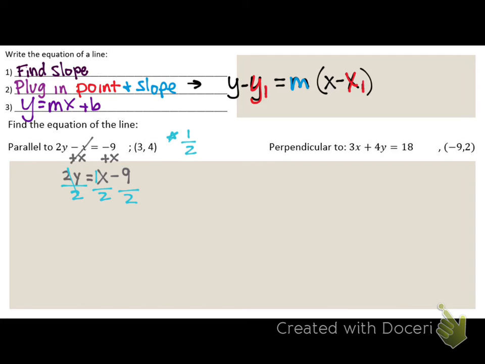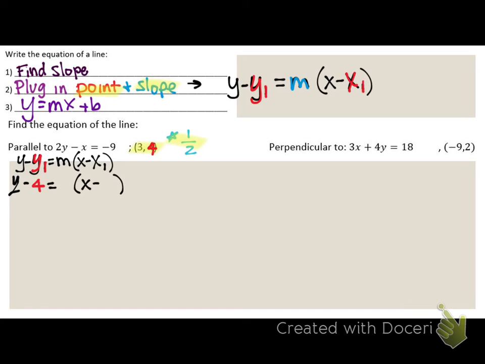So we're going to plug in. We're at step 2. Plug in a point and a slope. There's my point. There's my slope. We're going to plug it into point slope. I don't have room to do that unless I erase. So y minus y1 equals m times x minus x1. So what is my y-coordinate? 4. My slope is 1/2 still. And then my x-coordinate is 3.